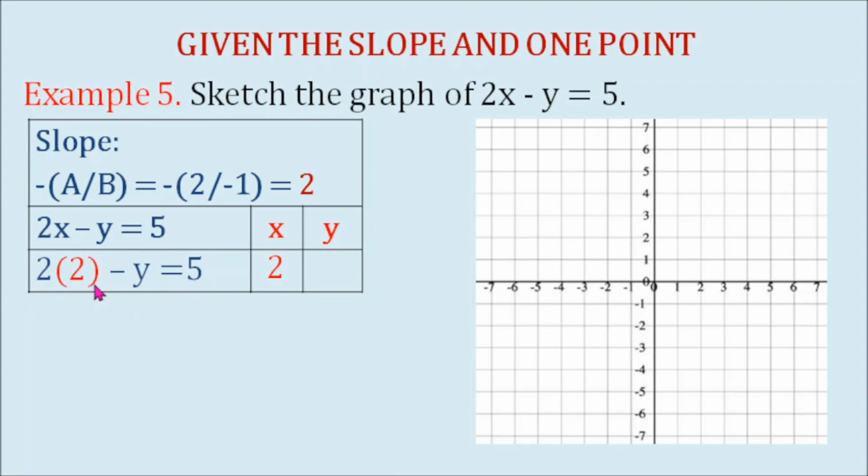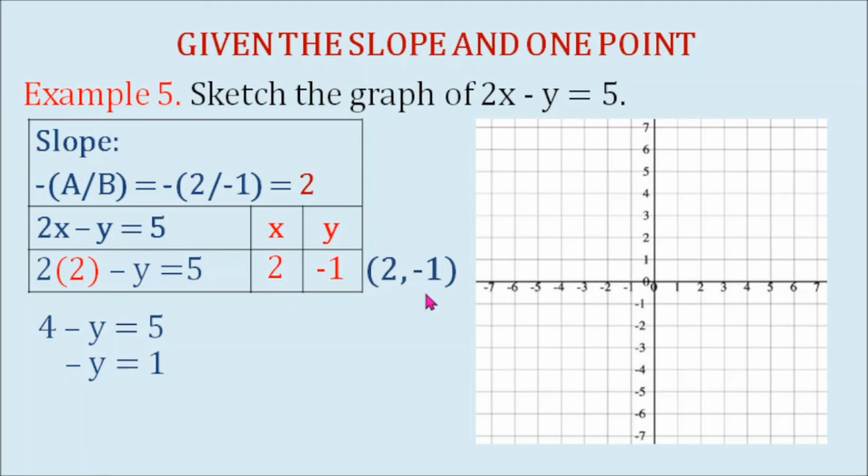So 2 times 2 is 4. So 4 minus y equals 5. Then subtracting 4 from both sides, we have negative y equals 1. And dividing both sides by negative 1, y equals negative 1. So our point here has the coordinates 2 and negative 1.